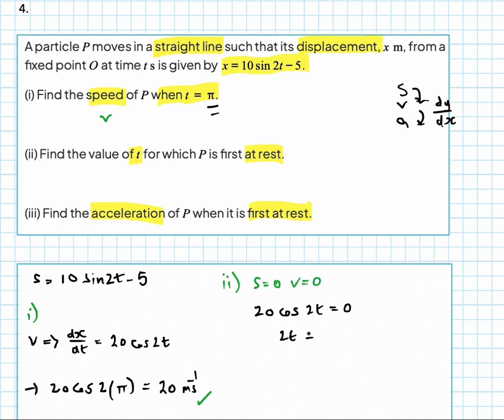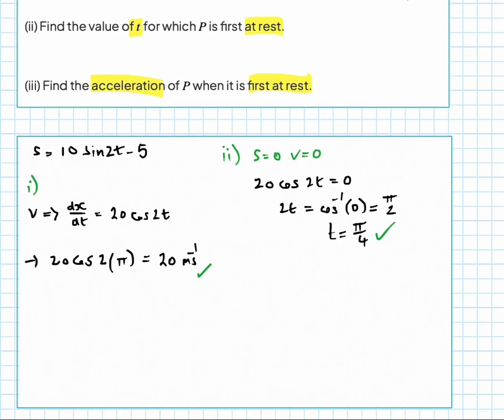Part 2, plugging in those aspects again for s equals 0, and at rest means velocity is equal to 0. And just rearrange that then. So t is equal to pi over 4, and from there we can find our acceleration and something else as well. So acceleration, again, we'll just do the same thing. We're putting the derivative as we go on, from displacement to velocity to acceleration.